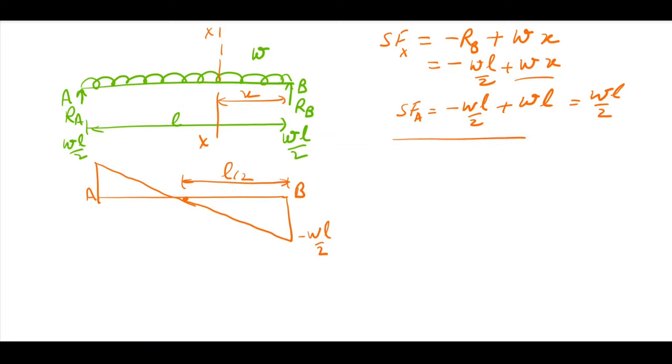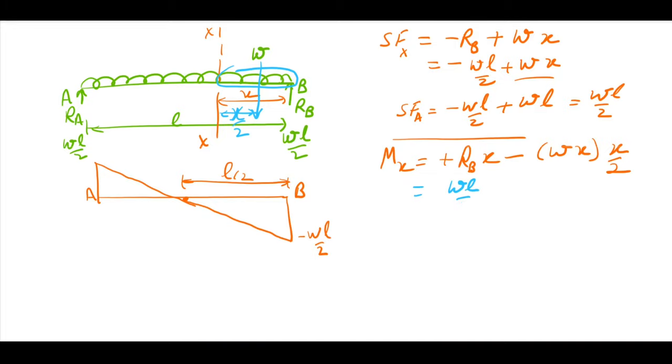So now if I derive an expression for bending moment, M at X will be given by positive RB into X minus, now the load is W into X, and the distance of the section from the line of action of this load is X by 2. So that is WX is this load, and its line of action is at a distance X by 2 from the section X. So the equation will be WL by 2 into X minus WX square by 2. Here you can see that the equation of moment is parabolic. So the variation of moment is parabolic with respect to X.